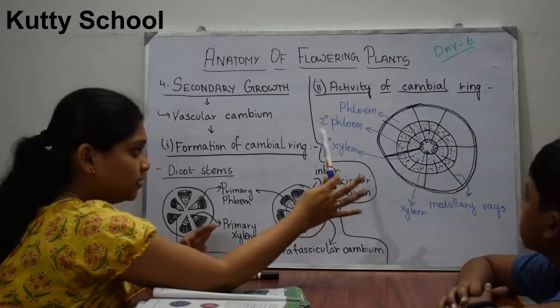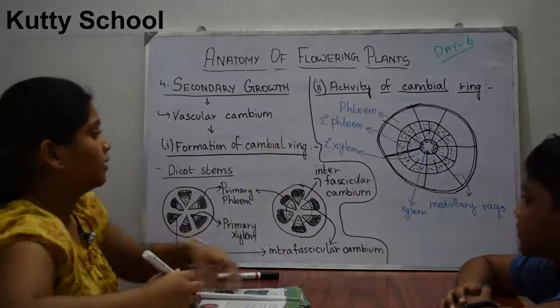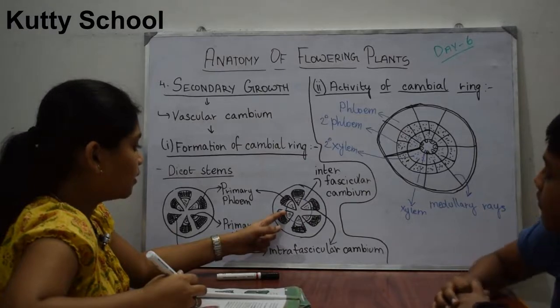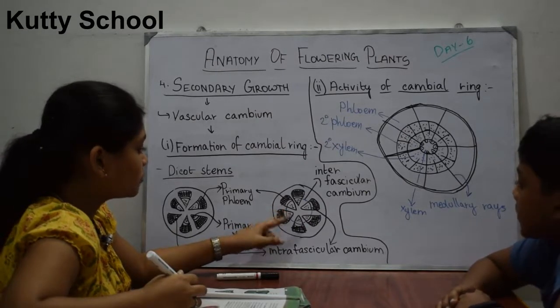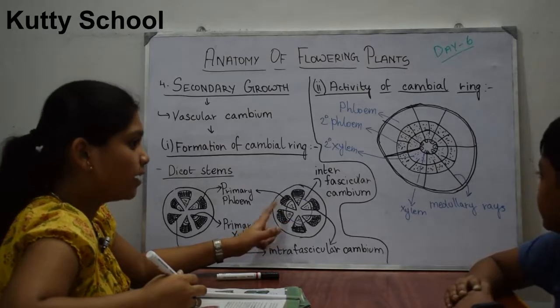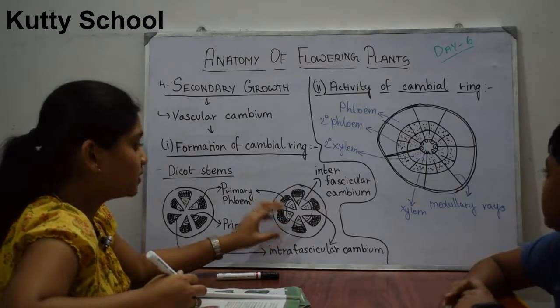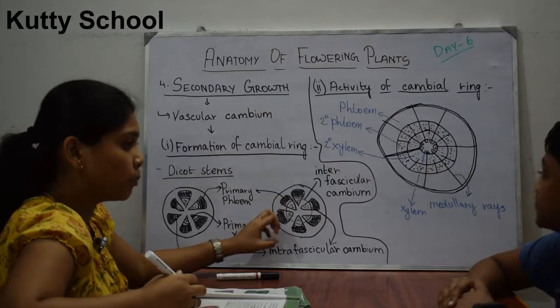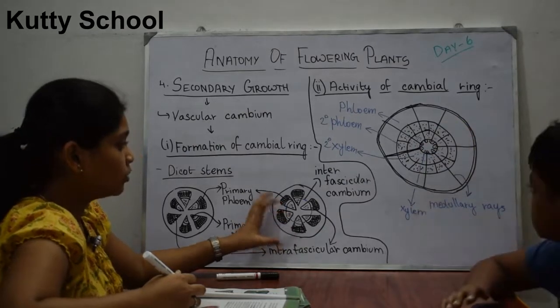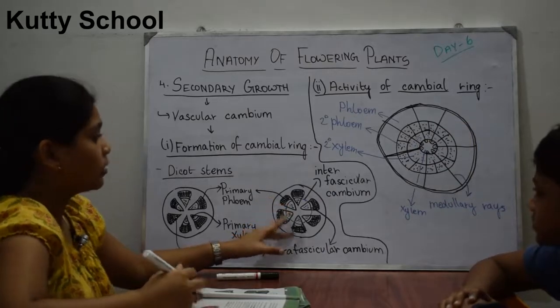So this is the structure generally, and these cambium cells divide more towards the xylem than towards the phloem. Therefore secondary xylem is present in more amount in stems. So they are present in more amount.